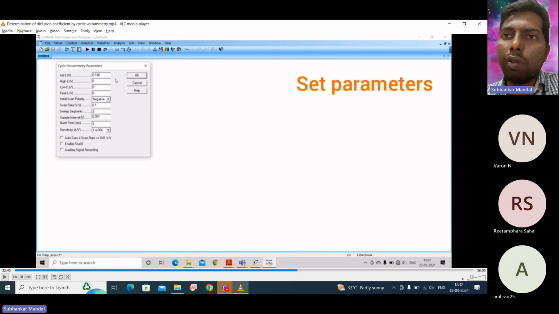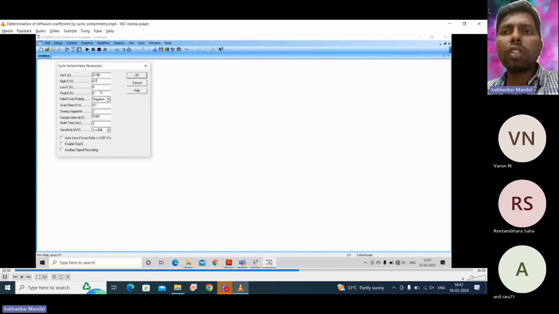0.196. That is the OCV value, which we already know. And as I mentioned, we have to start from the OCV value; it's better to start there. In some cases we will not be able to start at the OCV value, but it's the better or standard process to start the reaction from the OCV value. Now the higher potential we have given is 0.7 volt, and the lower potential is minus 0.5 volt. So in this potential window we want to do cyclic voltammetry, and finally we want to stop at 0.7 volt.